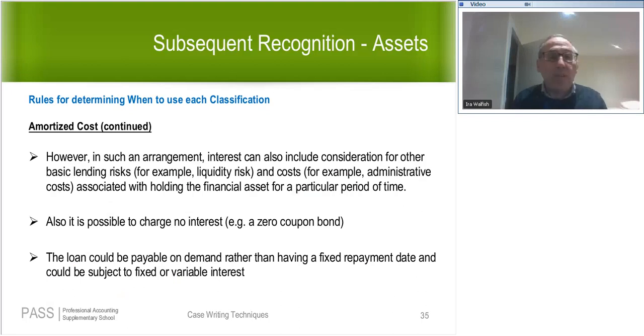If I lend you money and you only have to pay me back 20 years from now, that makes the investment very illiquid. So there's certainly a liquidity risk. Also, obviously, I can build things like administrative cost into the cash flows that you're going to have to pay me. You can even have a situation where there's no interest, and we would meet this condition. An example of that would be a zero coupon bond. Some of you may know what that is.